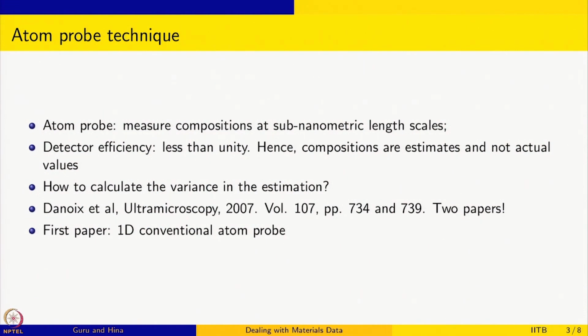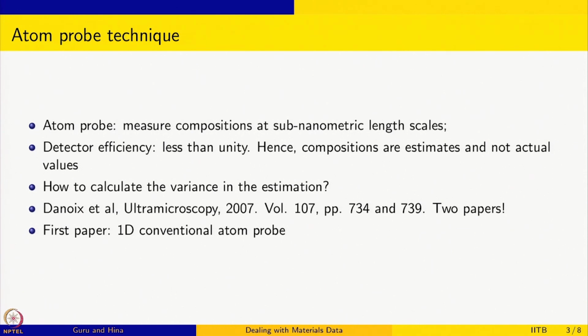So, it is really fine measurement of composition, and the composition measurement depends on detector efficiency, and detector efficiency is less than 1. That means that if there are some 10 atoms that you pull out from your sample, and even if all 10 of them fall on the detector, it does not recognize all 10 of them. So, it has its own efficiency.